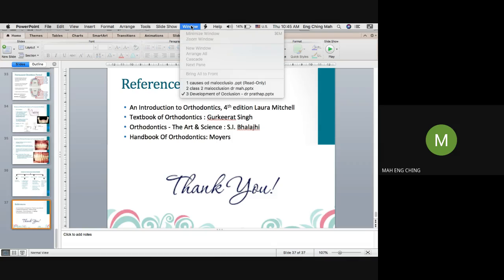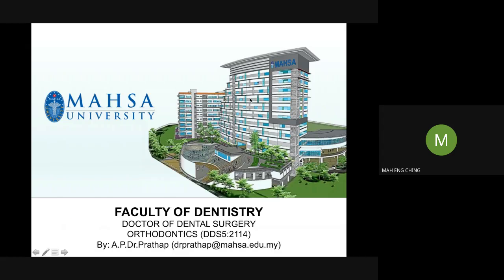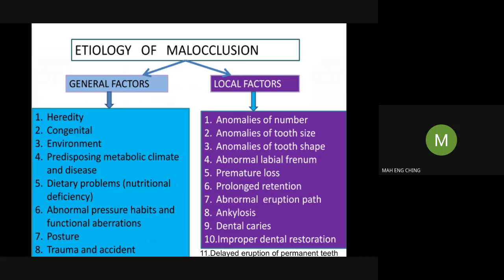So the next one would be the cause of the malocclusion, the etiology of malocclusion. The etiology of malocclusion is divided into general factors and local factors. General factor means general. Everything is so wide, the topic is so big. It can be genetic, environmental. Local factor means everything is zoomed in, smaller. It usually means the number, the size, the position of the tooth.